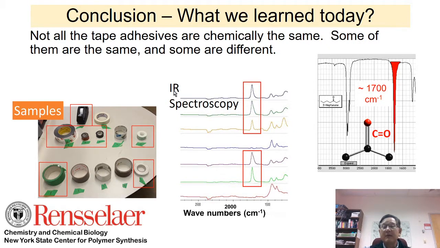And how do you figure it out? We're using vibrational spectroscopy. I have shown you some vibrational motion of the chemical bond, particularly the carbon-oxygen double bond, which vibrates at the 1700 per centimeter wave number. Some of them have a ketone group, a C=O double bond, some of them do not. So we learned that tapes can be analyzed using IR spectroscopy, and we find that some of them are the same, some of them are different. Thank you for your attention, and it was nice meeting you.